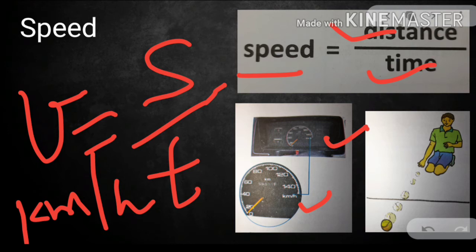Then this is the odometer. The odometer records the distance moved by vehicles, for example car, scooter, bus, truck, etc., in kilometer, and the odometer is provided in the driver's panel.